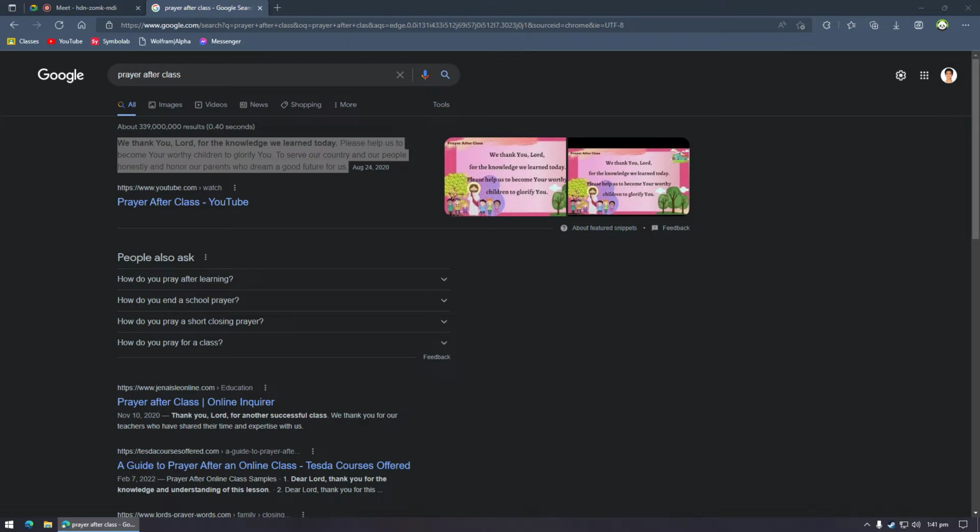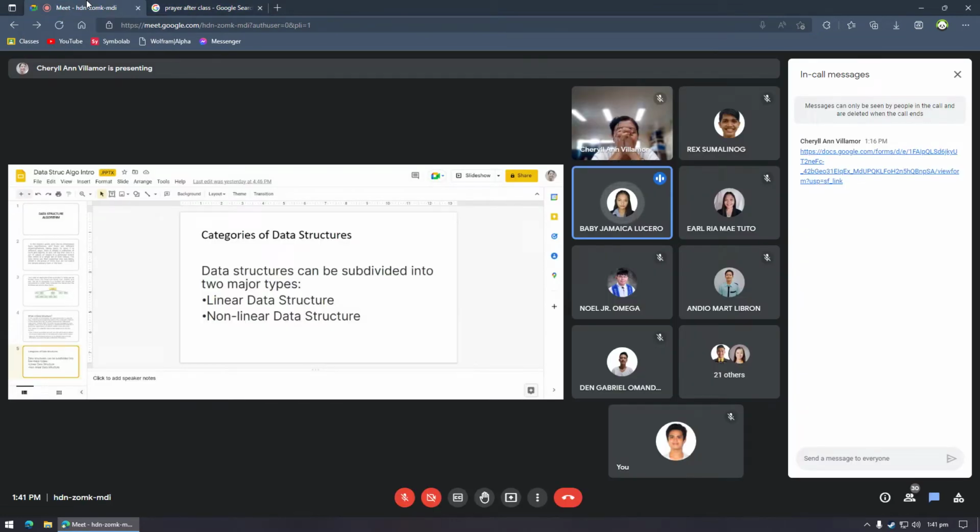Let us put ourselves in the holy presence of the Lord, as we all say, in the name of the Father, and the Son, and the Holy Spirit. Amen. Our Father, who art in heaven, hallowed be thy name, thy kingdom come, thy will be done on earth as it is in heaven. Give us this day our daily bread, and forgive us our trespasses, as we forgive those who trespass against us. And lead us not into temptation, but deliver us from evil. Amen. In the name of the Father, and the Son, and the Holy Spirit. Amen.